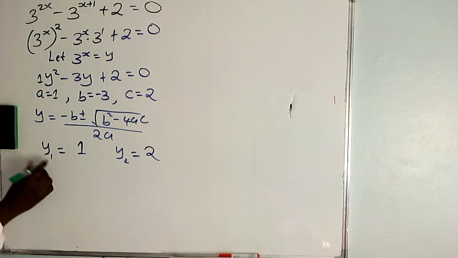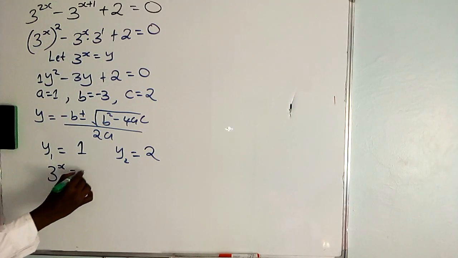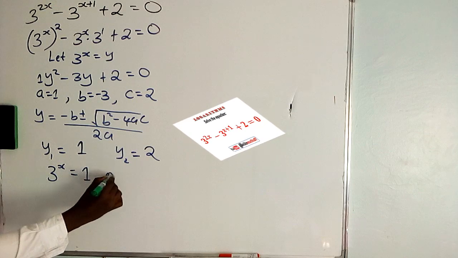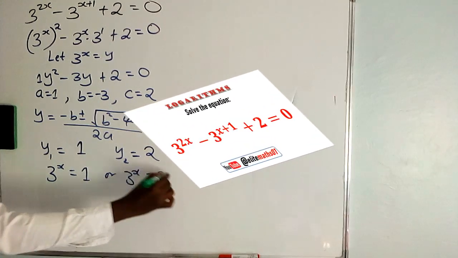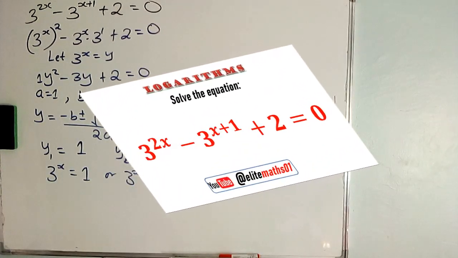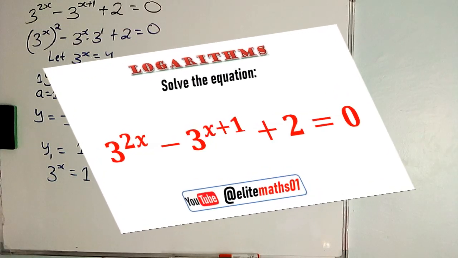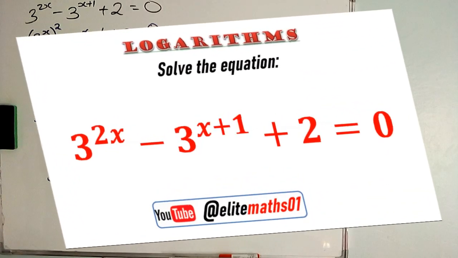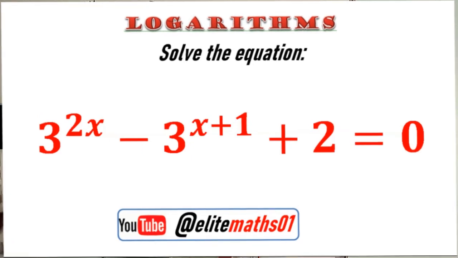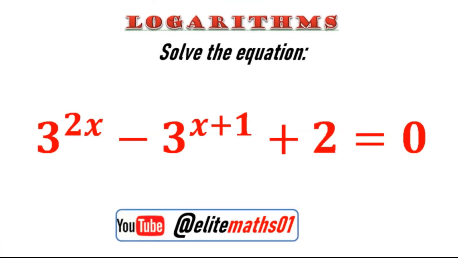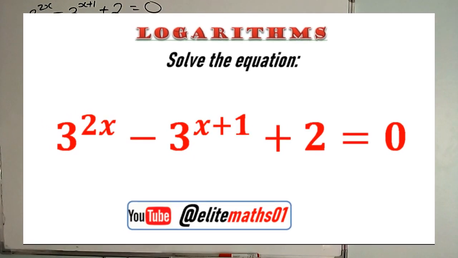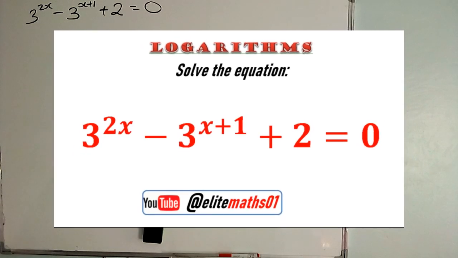raised to power x. So where there is 1, you put 3 raised to power x. Meaning 3 raised to power x is equal to 1, 3 raised to power x is equal to 2. So if you look at your final solution, it is to solve the equation 3 raised to power 2x minus 3 raised to power x plus 1 then plus 2 is equal to 0.